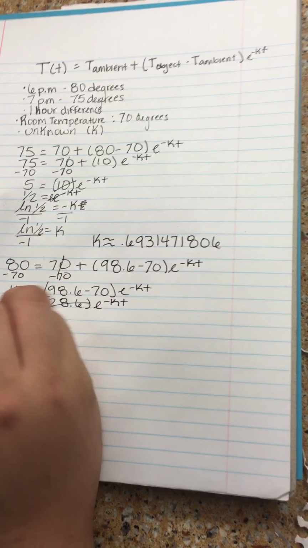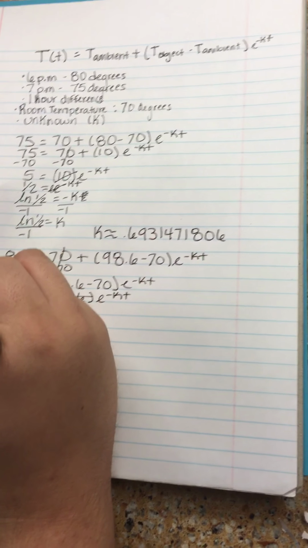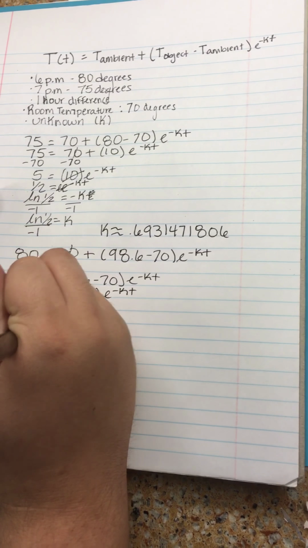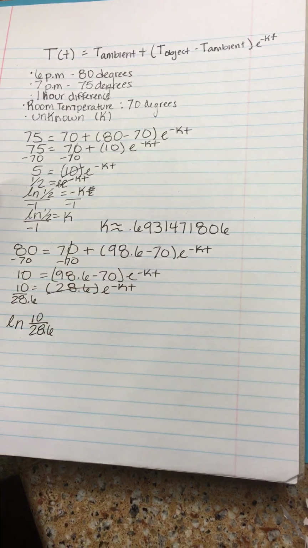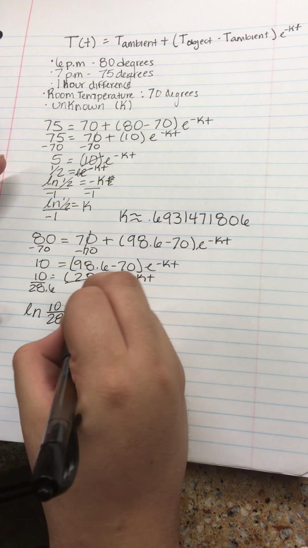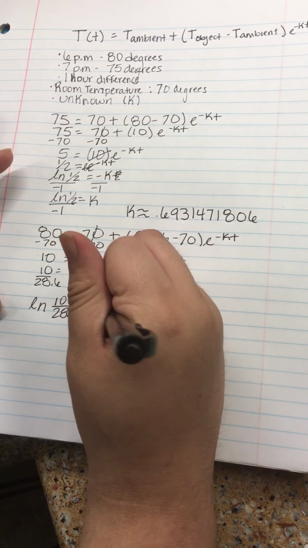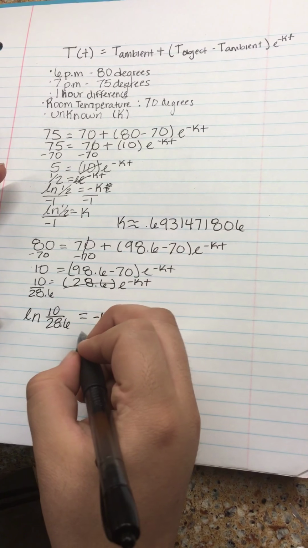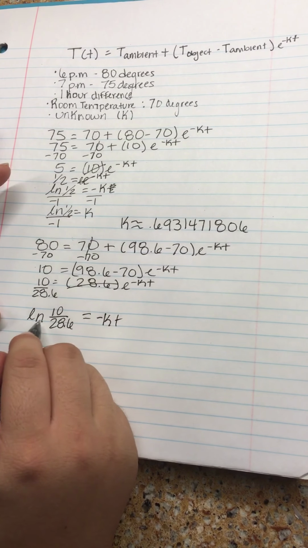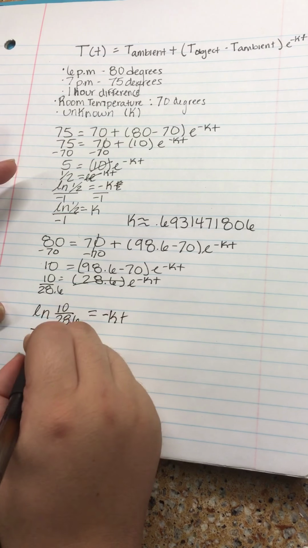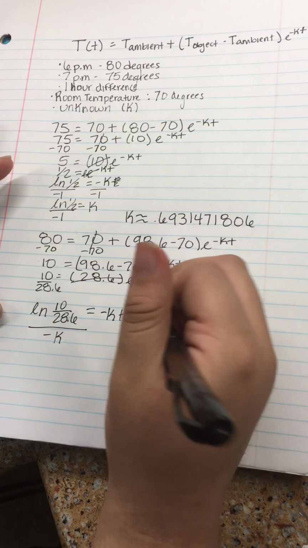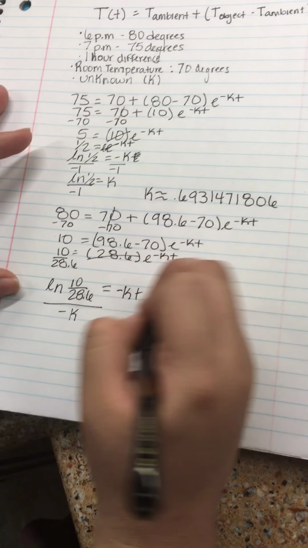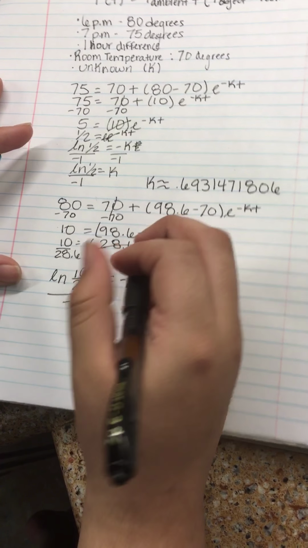That cancels out. And you also want to get rid of e, so then you'll have ln on this side, 10 divided by 28.6. And then you'll just be left with the negative kt on the right. So then you want to also divide this by negative k, which you have stored in your calculator, which will be this number right here, in order to find t.